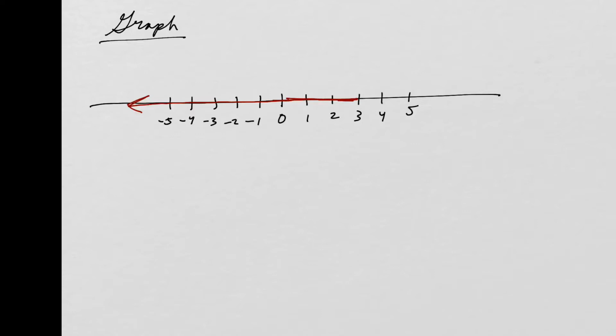Let's see if I can make this darker. So usually you write or draw an arrow to represent that it keeps going. And we're also going to include 3, and the way you denote that is you put a filled in circle there. So a filled in circle on a graph means include the endpoint, and an open circle means don't include the endpoint.